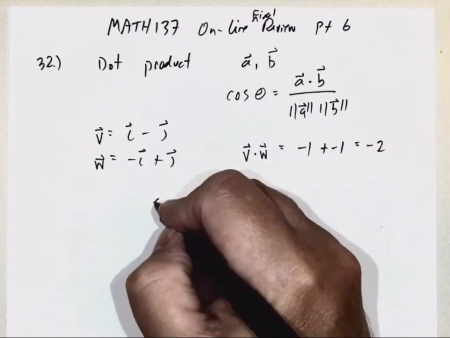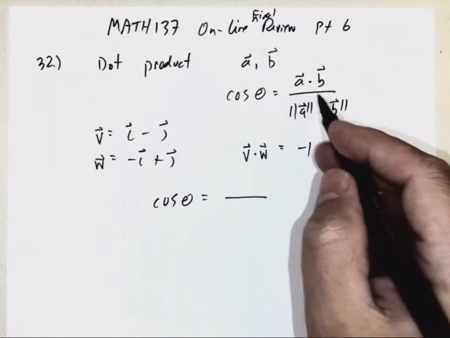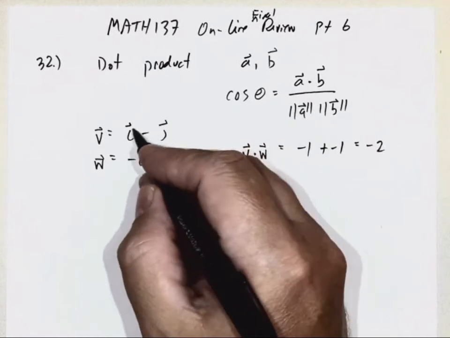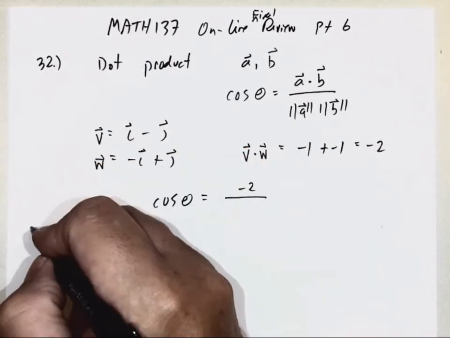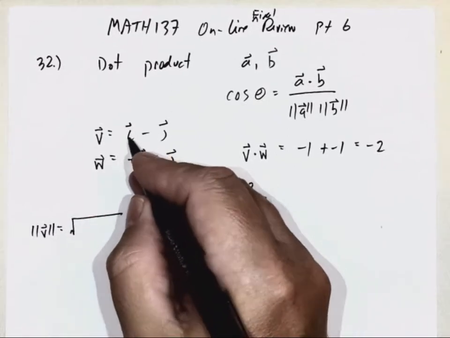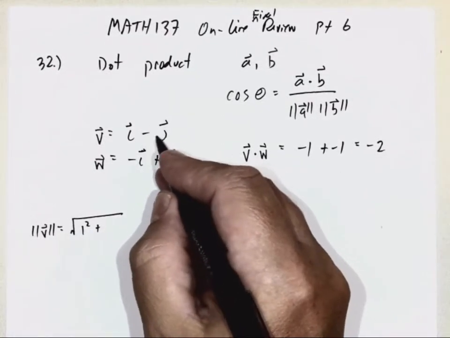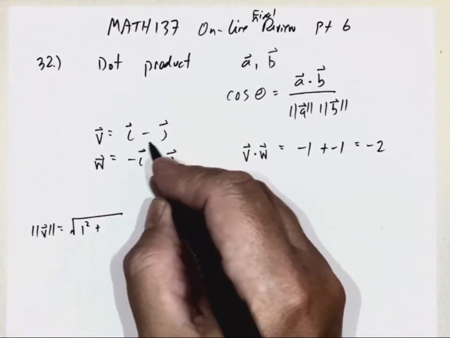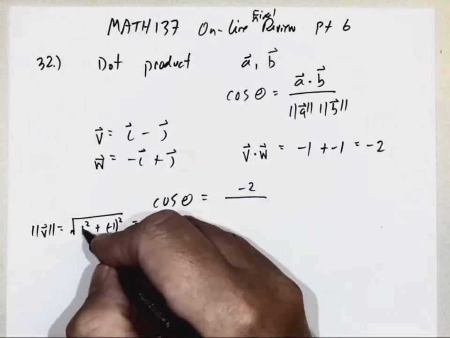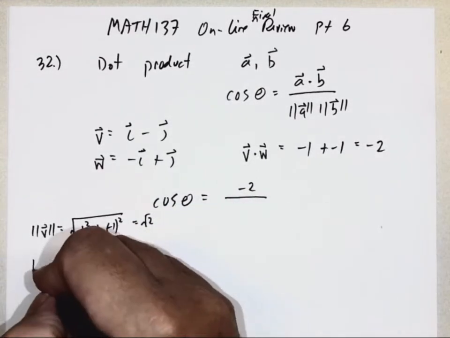So cosine of the angle is, well, on the top is the dot product, which we already calculated. Now on the bottom is the magnitude of the first vector. So magnitude, right, you take the I part, the coefficient, you square it, and then you take the coefficient of the J part, you square it. Looks like it's 1 plus 1, square root of 2.